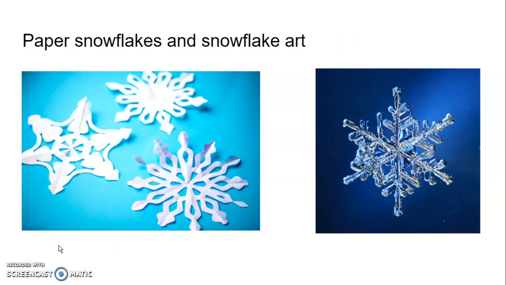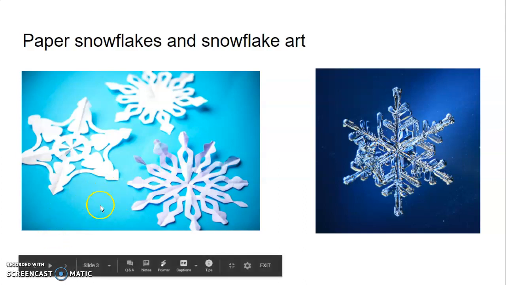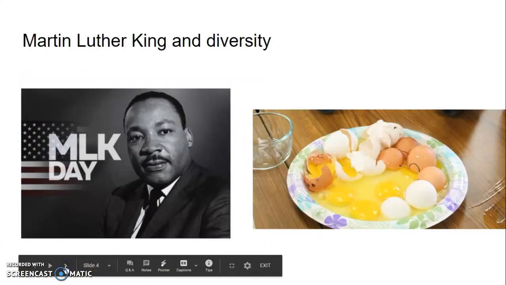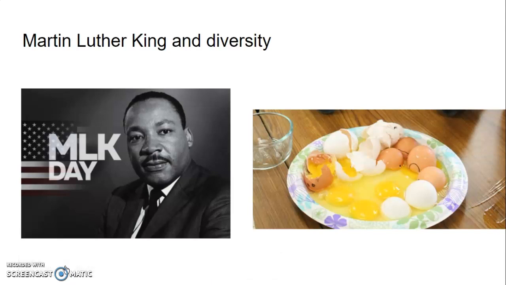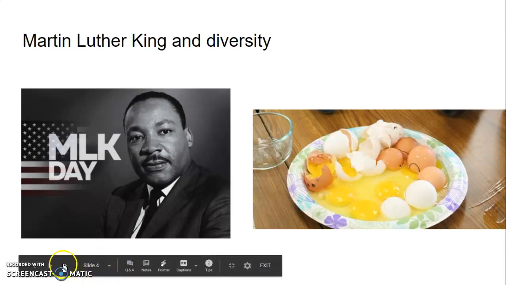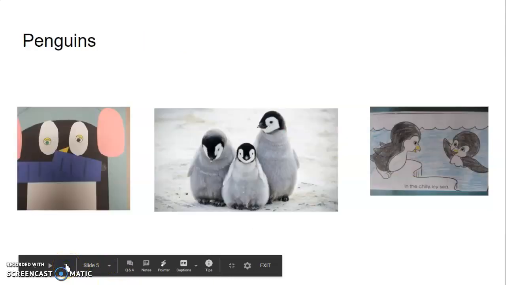Another thing we did in January was we learned how to cut out paper snowflakes. Here's some paper snowflakes and a picture of a real snowflake. We also learned about Martin Luther King Jr. and what diversity means. We did an egg experiment to learn that people are the same on the inside.